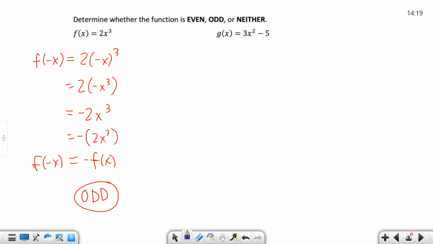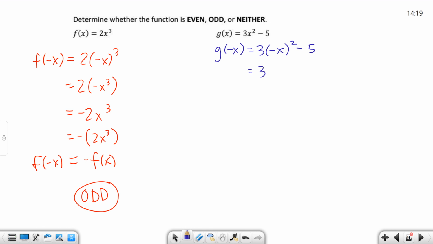So what about g of x equals 3x squared minus 5? Well, g of negative x is how we check it. If somebody asks you to check even or odd functions, you just plug in negative x and see what happens. If you get the function you started with, it's even; all the signs change, it's odd; if it's some other variation, then it's neither. So here, this is going to be 3 times negative x squared minus 5.